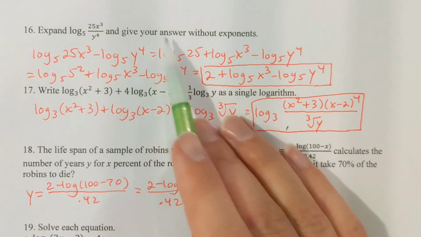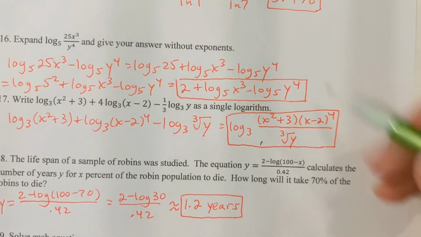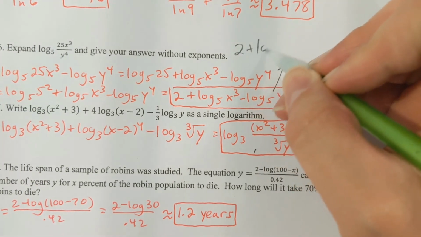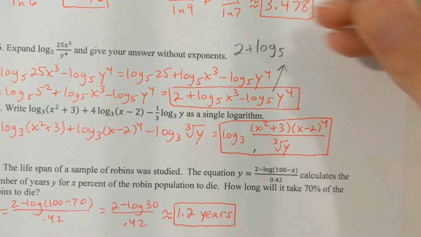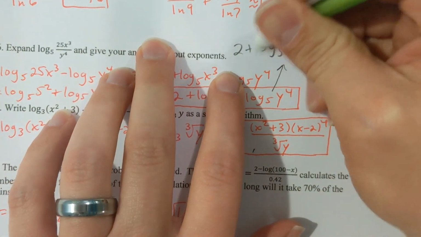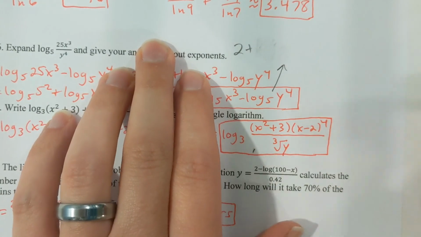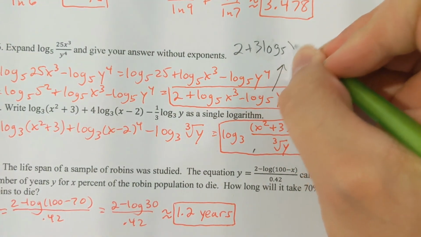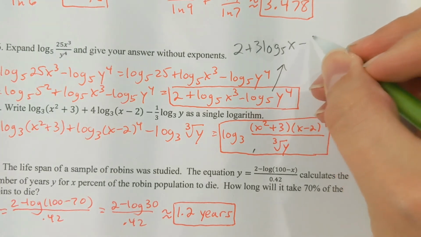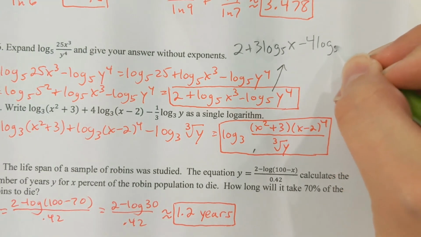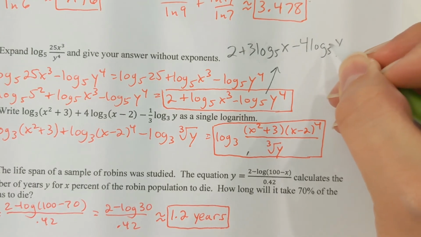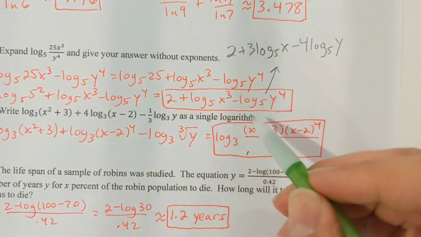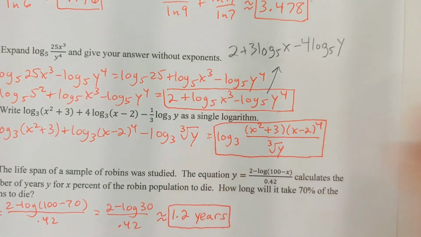Oops, it says give your answer without exponents. So actually I would need to take this a step further. Sorry about that. 2 plus log base 5 of x cubed means that I'd want to factor out the 3. 3 is an exponent, and so bring that out front. You got 3 times log base 5 of x, and then minus 4 times log base 5 of y when you bring out the power of 4. Okay, that actually should be the answer here, not what I have circled. So, yeah, sorry about that.